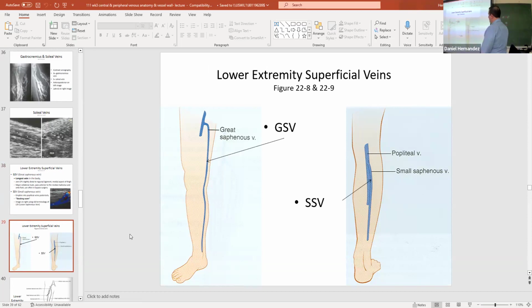So you could see the GSV dumps into the common femoral vein all the way up in the groin, just below the level of the inguinal ligament, and it has a long course all the way down the leg. Whereas the small saphenous, sometimes referred to as the stocking seam vein, runs right along the middle of the back of the calf and drains into the popliteal vein.